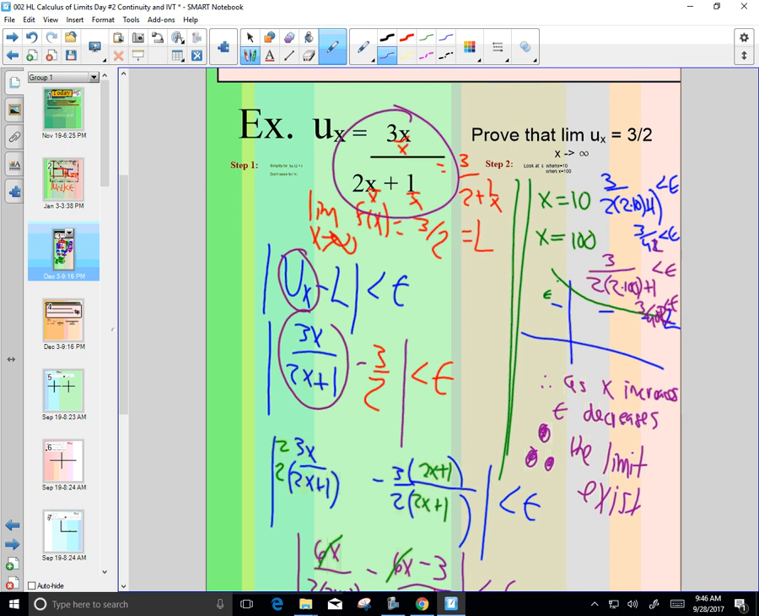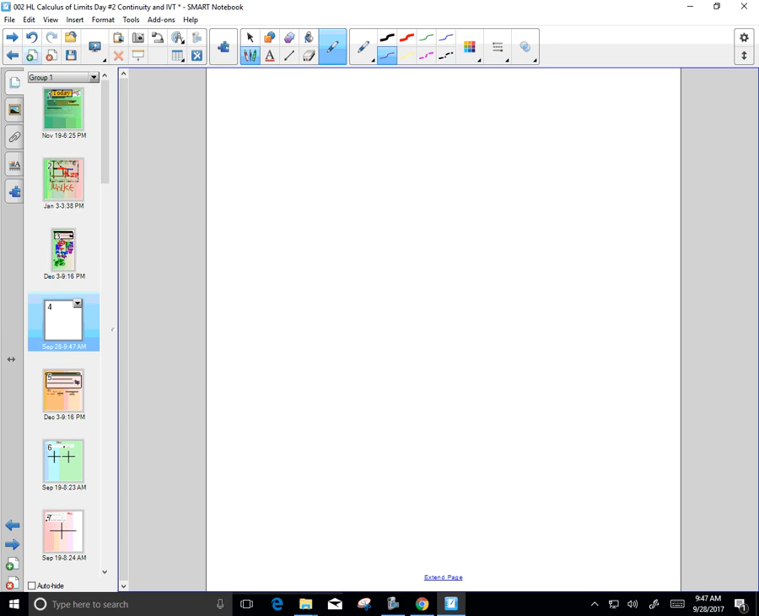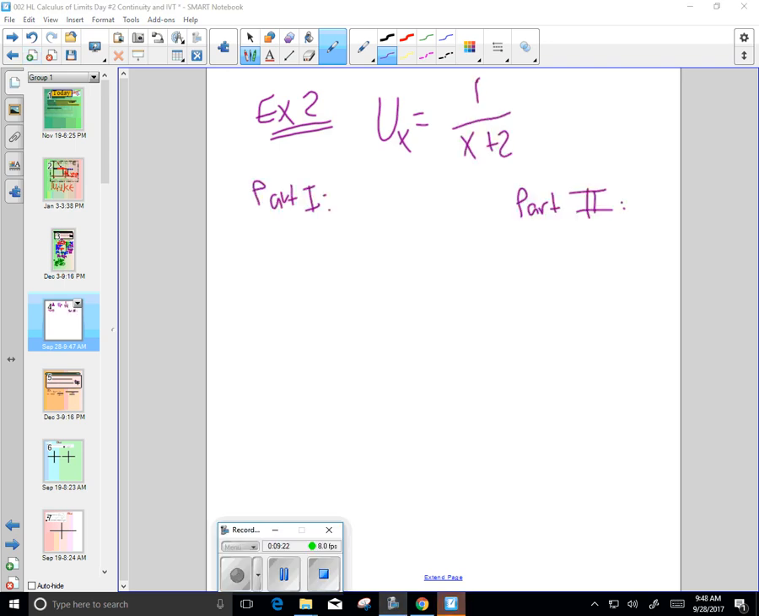Let's do an easy one. You want to see an easy one? Okay, let's do an easy one. I'm going to do example 2. Let's go u of x, or f of x, is going to be there you go. So you have u of x is equal to this, and you're going to prove that the limit as x approaches infinity of u of x, what's that limit going to be? 0, yeah.